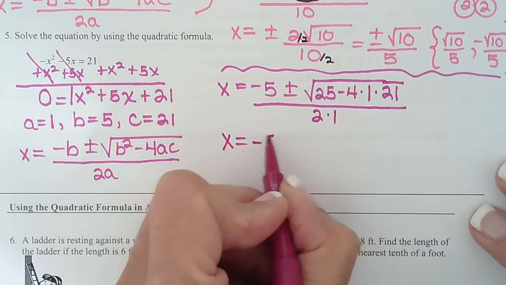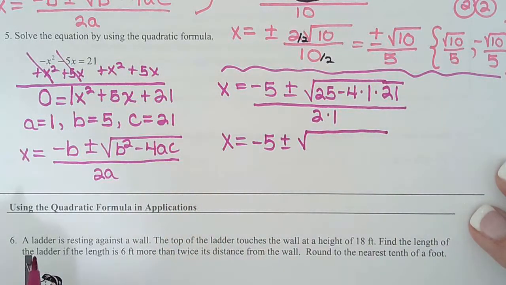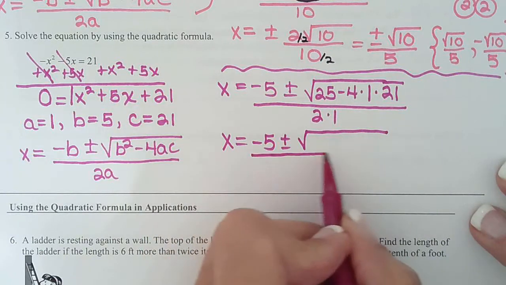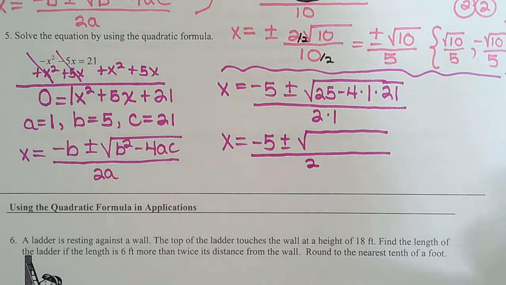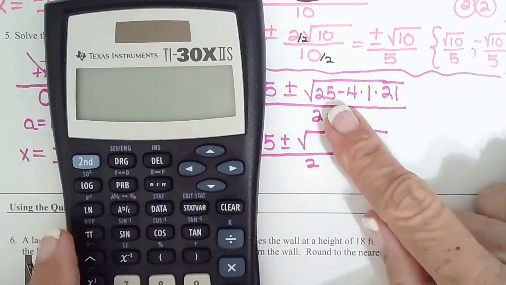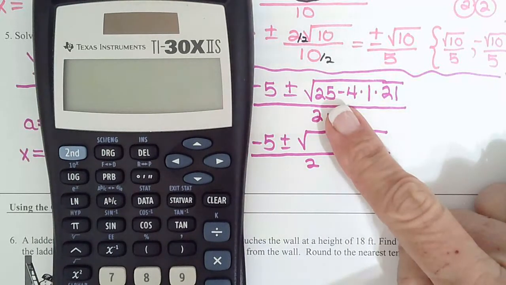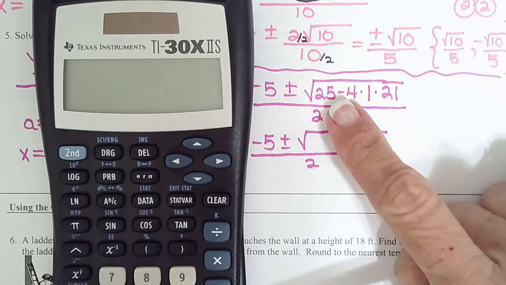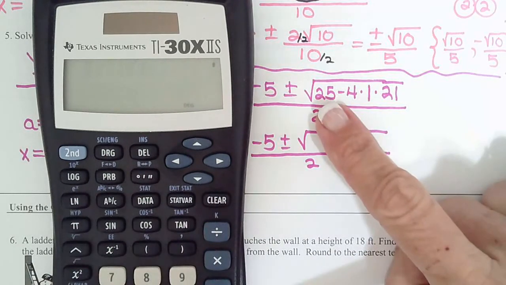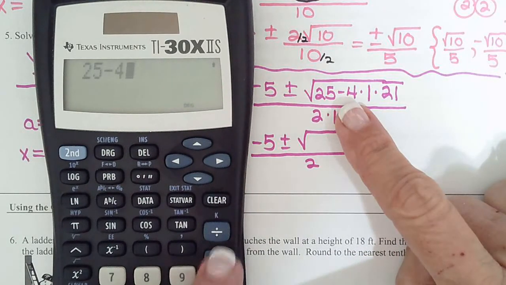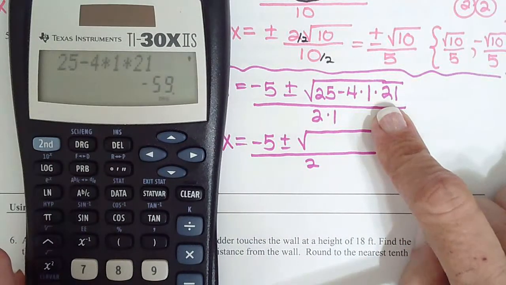So get it ready for the calculator. Negative 5 plus or minus that empty square root, and then it's all going to be over 2. Calculator time. Remember, you always do this in the calculator. Even if you can do it in your head, do it in the calculator. Students make sign errors because if there's a negative and a negative, it's going to be plus and so on. So just always do it. It doesn't matter how easy or hard it is. So 25 minus 4 times 1 times 21 is negative 59.